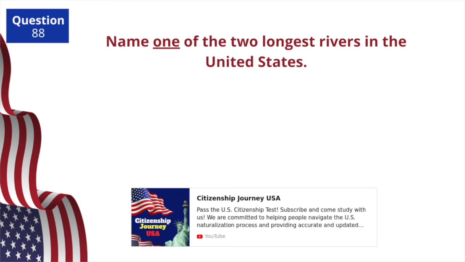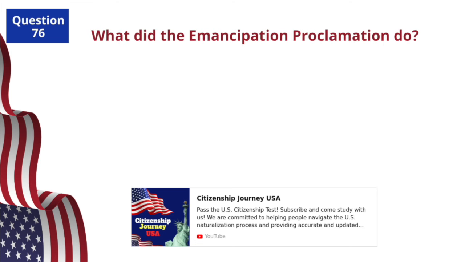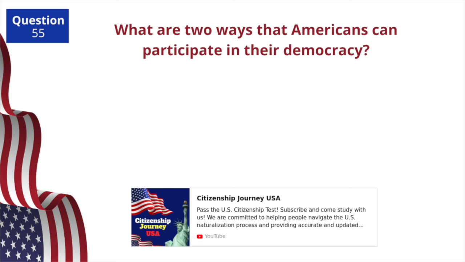Name one of the two longest rivers in the United States. Missouri River. What did the Emancipation Proclamation do? Freed the slaves. What are two ways that Americans can participate in their democracy? Vote. Join a political party.